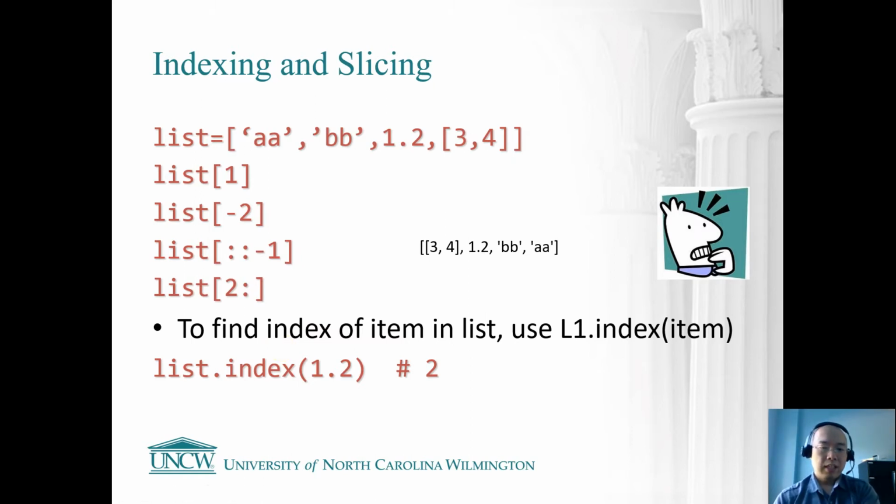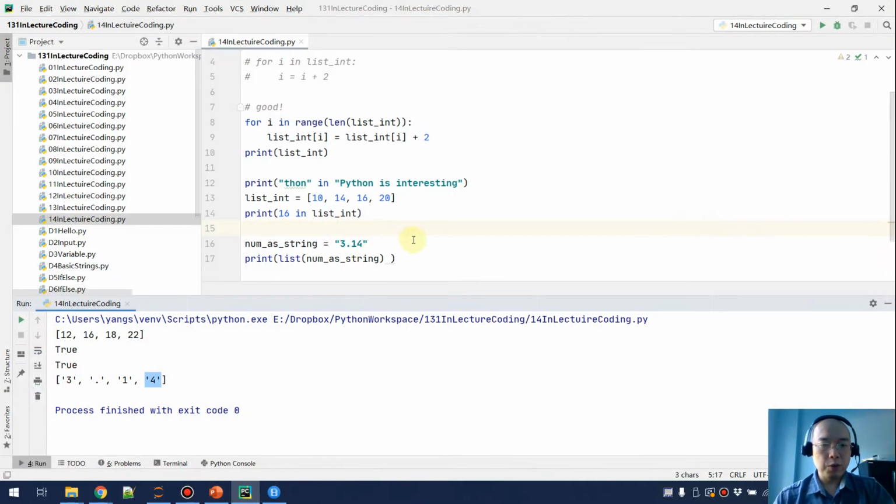Okay, and the next thing is also quite handy. That is, if you have a value and you want to get the index of that value in that list, we can do list.index 1.2. So I have the value 1.2. I don't know what the index is yet, and then I do list.index 1.2, and then I will have the 2 as the index.